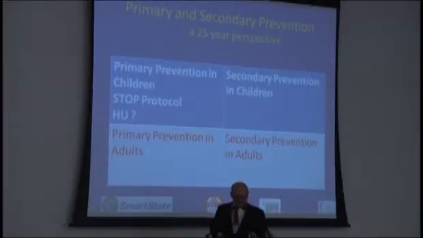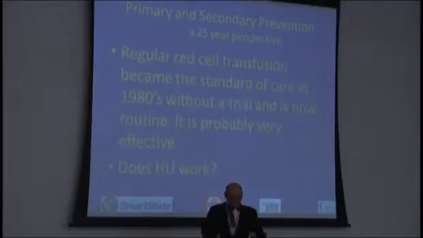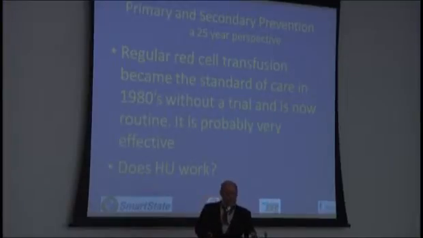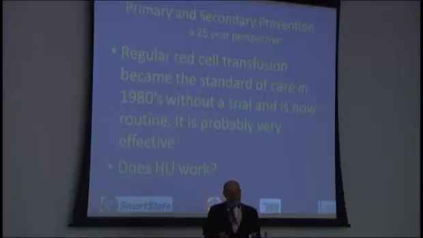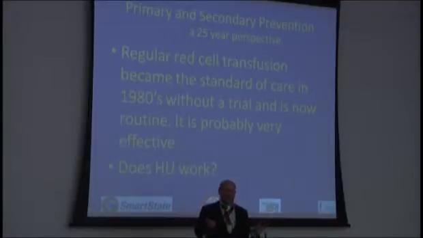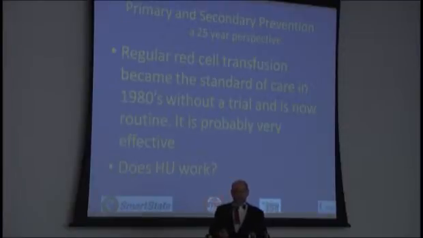So in primary prevention, we have the STOP protocol, maybe hydroxyurea. Secondary prevention in kids is a little less well studied. This is after you have a stroke. Red cell transfusion became the norm in the 1980s. It became established without a trial, so it became impossible to do a trial because people did not have what is called equipoise. They did not have a substantial doubt anymore. And it's probably so effective that it doesn't need to be really tested anymore. And it's not so important anyway because we're going to prevent the first stroke. We're not going to need secondary prevention.